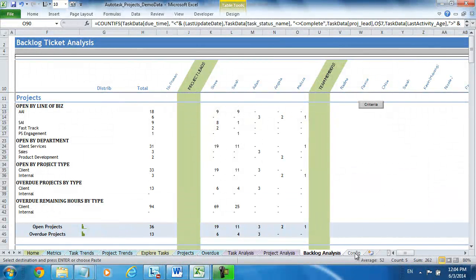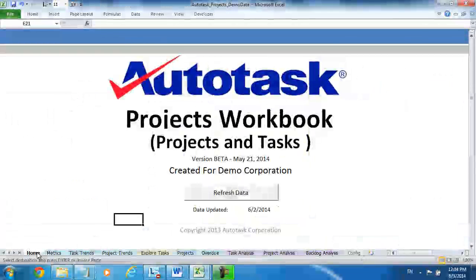The only other thing we had was a config screen, which we already described. One of the things you'll be doing is taking a look at the final version. It will probably have some additional capability, but for now this is the beta version of the project workbook, and I hope it provides you at the current moment some insights into your project portfolio. Based on the feedback, we'll be doing some updates and providing some additional information and a final version to go out probably either end of June, early July.